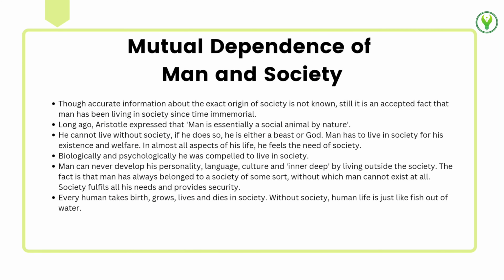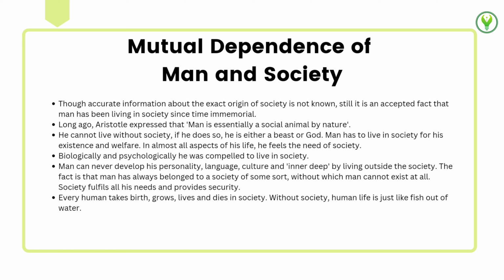Moving on with a detailed explanation of mutual dependence of man and society. Though accurate information about the exact origin of society is not known, still it is an accepted fact that man has been living in society since time immemorial. Long ago, Aristotle expressed that man is essentially a social animal by nature. He cannot live without society. If he does so, he is either a beast or God. Man has to live in society for his existence and welfare.